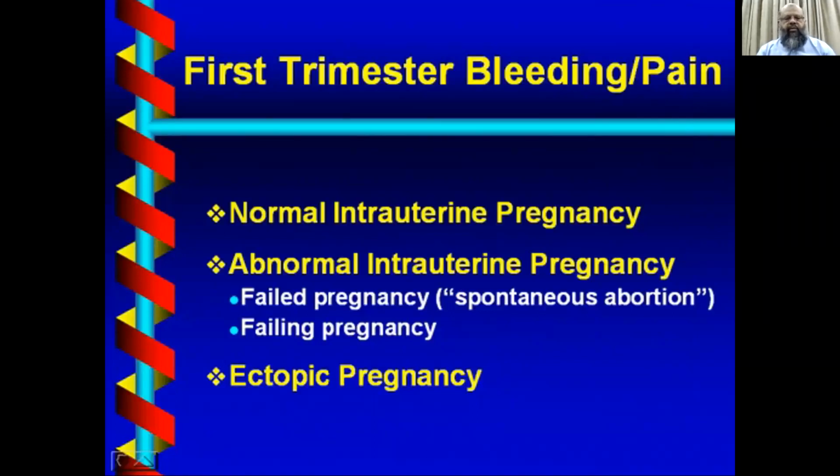we can have a failed pregnancy, which is spontaneous abortion, or a failing pregnancy, which is impending abortion, which means that there are signs and symptoms indicating toward the loss of pregnancy. The third option is that the patient has an ectopic pregnancy when the patient comes with a complaint of bleeding and pain.